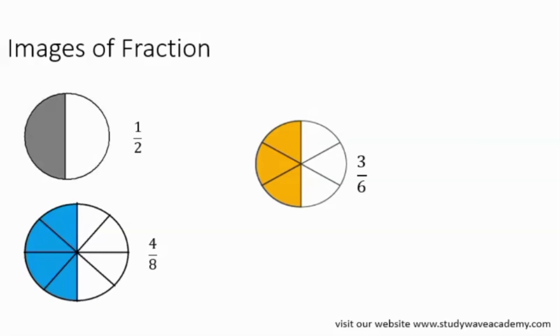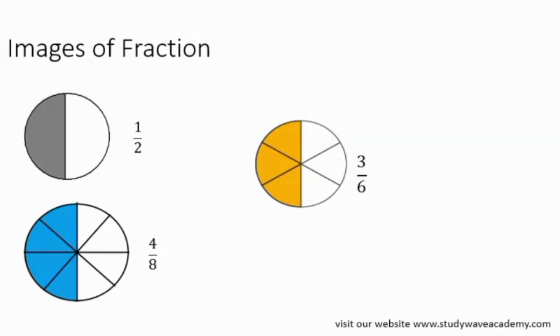So in this 3 over 6, the 3 represents the shaded part and the 6 represents the whole object because the circle is divided into 6. Do we understand? I hope we do.